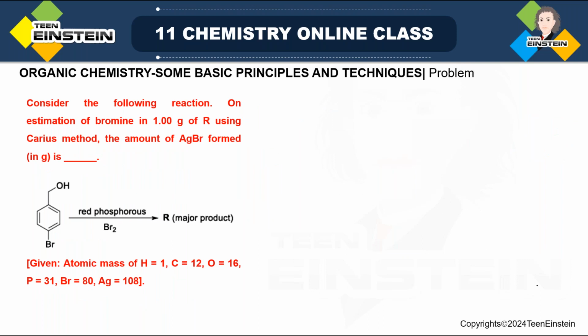We have another problem that is also Carius method. Consider the following reaction on estimation of bromine in 1 gram of R. R means the major product which you are getting when you are treating this aromatic compound with red phosphorus and bromine. So here you have to know what is R. Then you can solve the total problem. So estimation of bromine in 1 gram of R, using Carius method. The amount of AgBr you have to find.